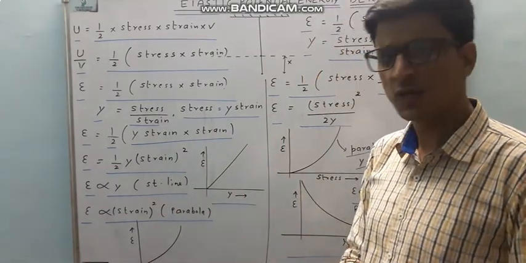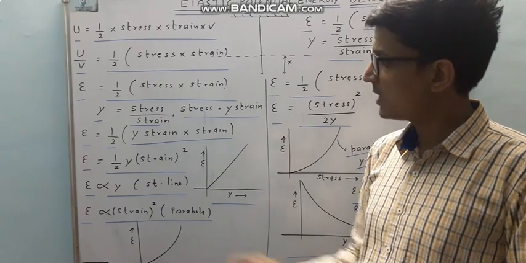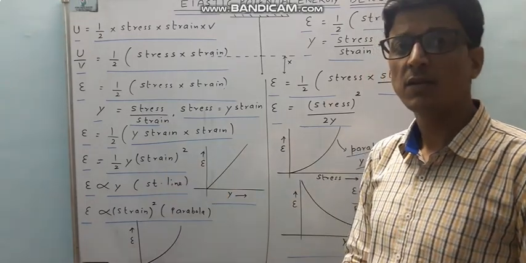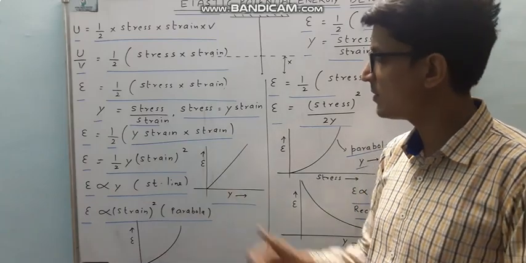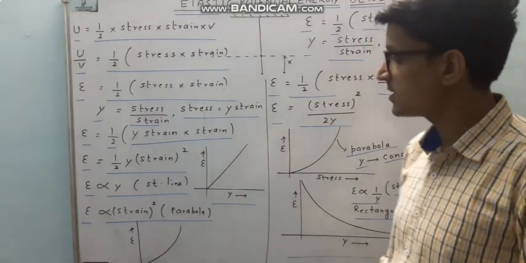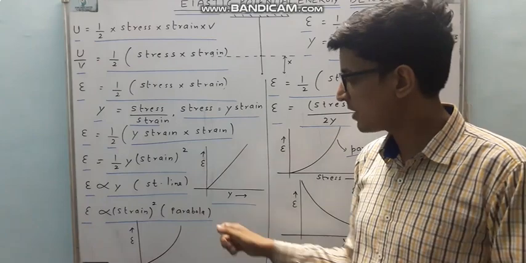We can conclude two things. The first is E is proportional to Y, that is Young's modulus, and the graph will be a straight line. And the second is that E is proportional to strain square, so the graph will be a parabola.